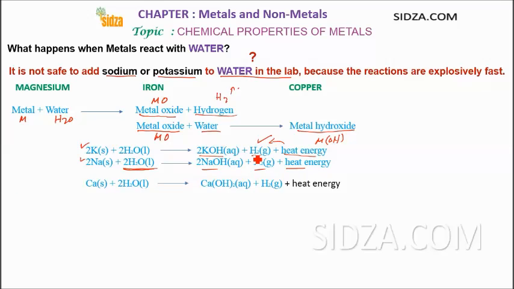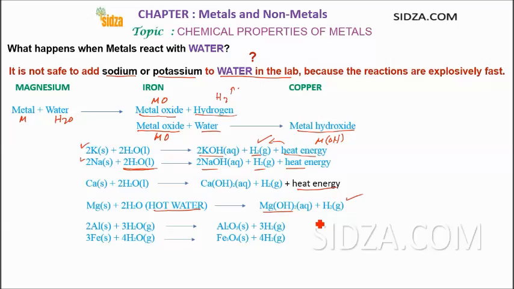With a metal like calcium, you can perform the experiment safely because the reaction is not so much exothermic. The heat energy that's released here is not enough to cause the combustion of the hydrogen gas. Magnesium does not react with cold water, we need very hot water, only then it can react and form magnesium hydroxide plus hydrogen gas.